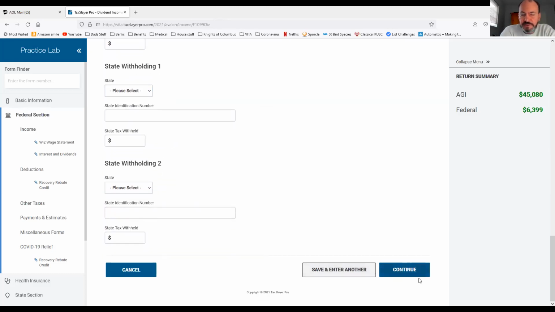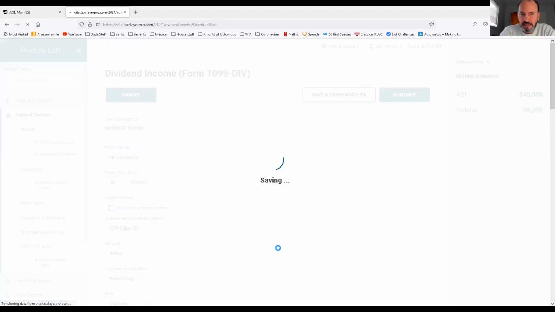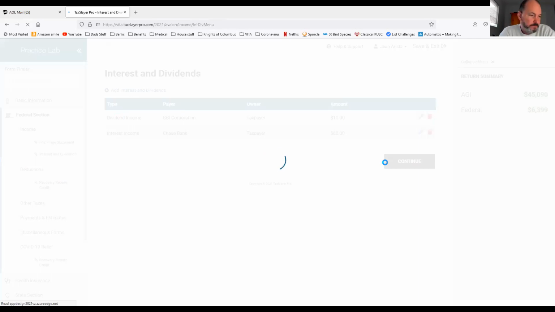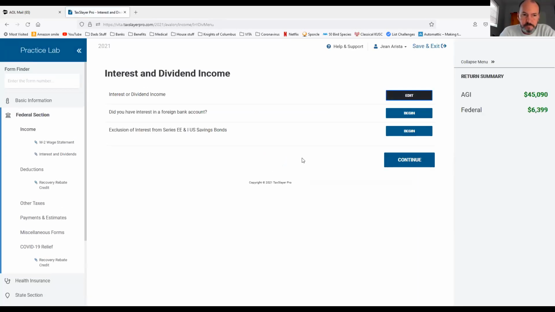Okay. And then sometimes you may have federal tax withheld. Again, it'll be indicated on the 1099-INT or DIV, and you want to go ahead and enter that data into the software. Okay, we are done with this portion. We're going to hit continue, and then hit continue.